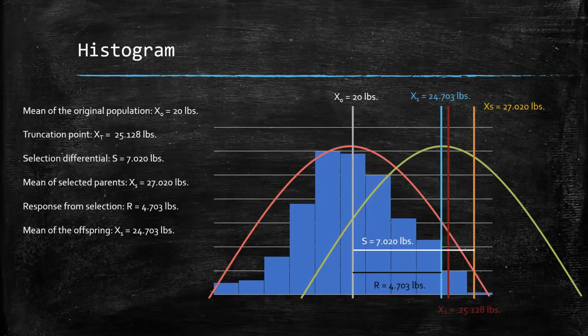The response to selection is labeled by the horizontal black line, R equals 4.703 pounds. And then finally, the mean of the offspring, X sub 1, is labeled by the blue vertical line, with X sub 1 equaling 24.703 pounds.